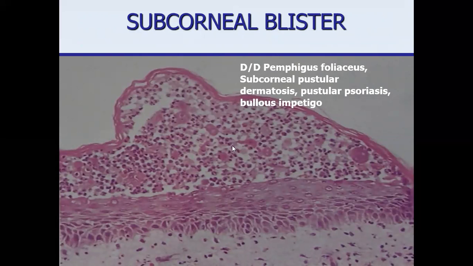This is a subcorneal blister. In several blistering disorders, the serum or inflammatory cells may be seen below the stratum corneum and sitting on the normal looking epidermis. So subcorneal blister is seen in subcorneal pustular dermatosis, in pemphigus foliaceus, and IgA pemphigus.